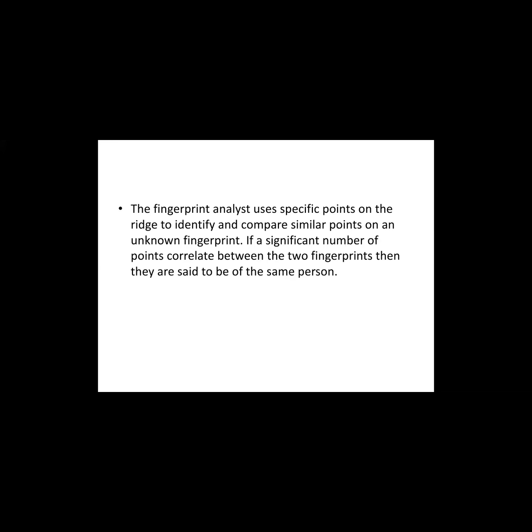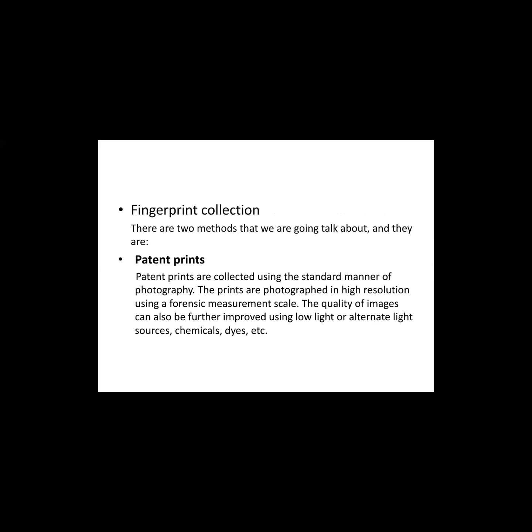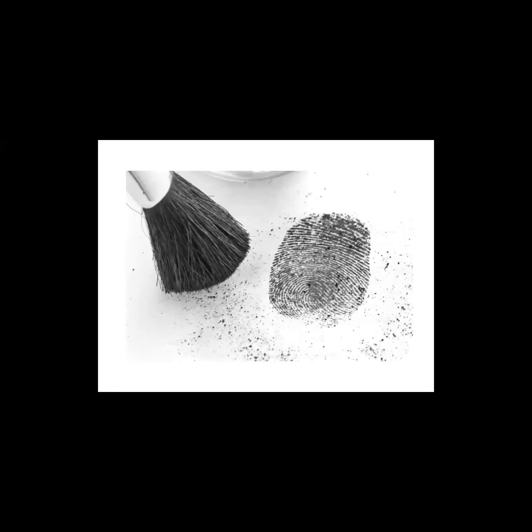Next is the fingerprint analysis. The analyst uses specific points on the ridges to identify and compare similar points on an unknown fingerprint. If a significant number of points correlate between the two fingerprints, then they are said to be of the same person. So here, we look at the chemical use of fingerprints, in which chemistry is involved. There are two types that we are going to talk about: patent prints, and the second one is latent prints.